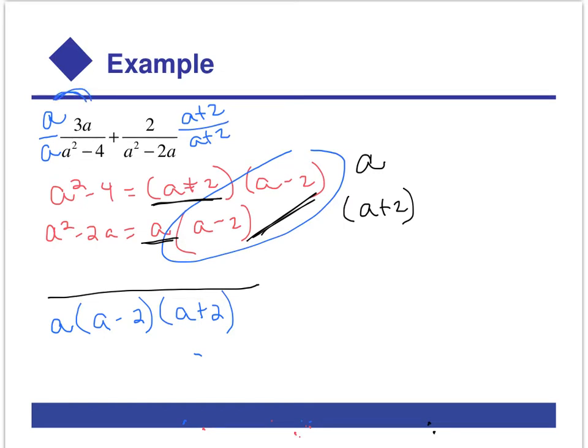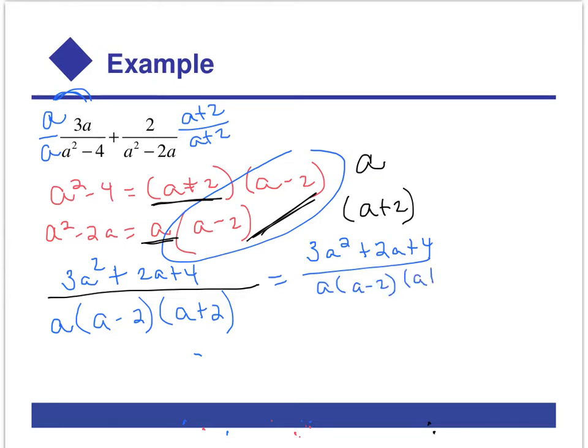So you have a times 3a, so it gives me 3a squared. And then you have a times a plus 2. So I'm going to go ahead and multiply that out. That's going to give me 2a plus 4. Can we gather any like terms? No, not at this point. So this gives me 3a squared plus 2a plus 4 over a times a minus 2 times a plus 2.